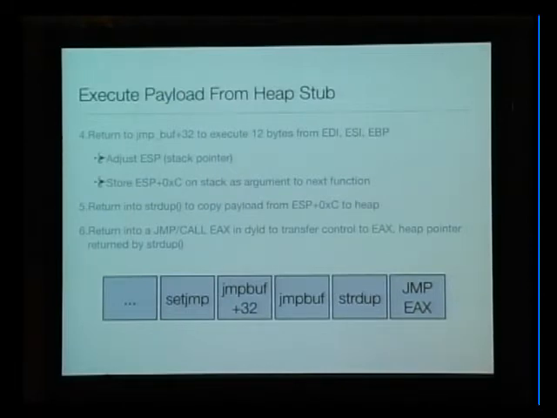What this does is, again, it has to adjust our stack pointer just to make everything work out correctly. And it's going to take the address of ESP plus 0xC, which is essentially the pointer to our payload that follows the stub. And then it's going to push that onto the stack so it can be used as the argument to the next function that we're going to call.